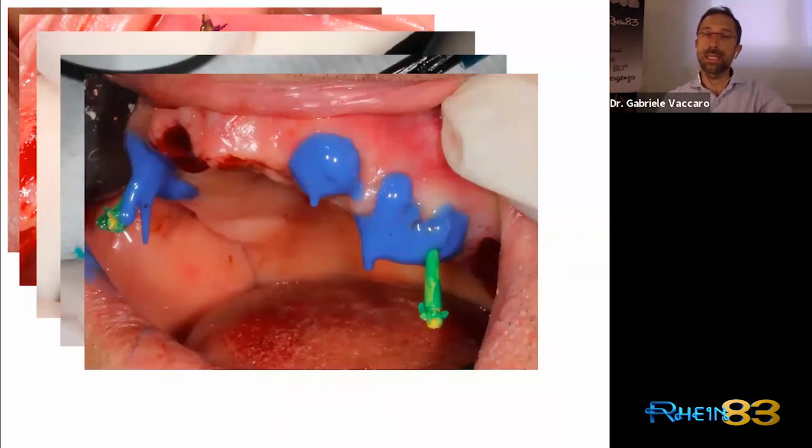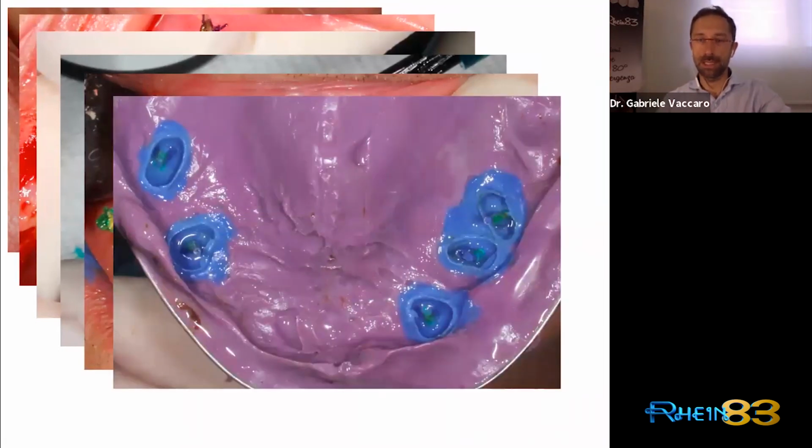Then we squeeze the impression material with flow consistency inside the root canal, and then put the root pivot, sorry, inside. After that, we take an impression of the whole mouth, and you have here the spikes of the pivot. We are giving this to the lab, but this work is the definitive one.